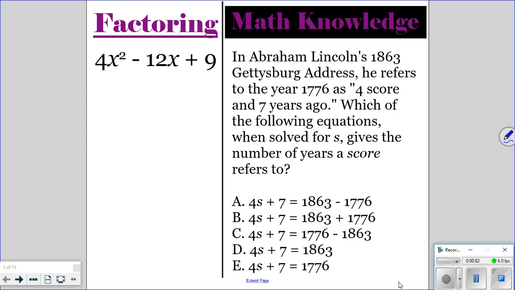All right, so y'all go ahead and do the factoring of the math knowledge question for today. Pause the video, and then once everyone is finished, you can unpause the video, and I'll go over the correct answers. So for the factoring, you're going to want to do remove, replace, reduce.